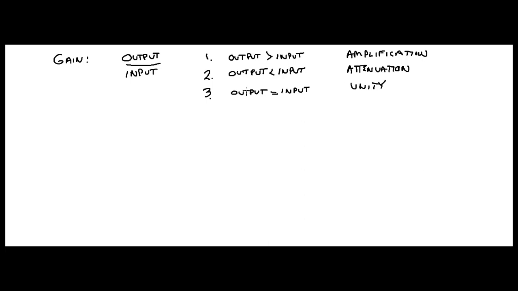All right? So when we talk about gain, this is really what we're talking about. And it is a unitless number. There are no units associated with it. Now, the symbol for gain is this. It's a triangle lying on its side pointing to the right.